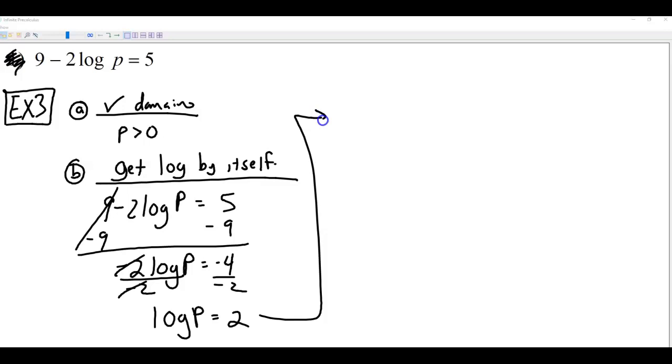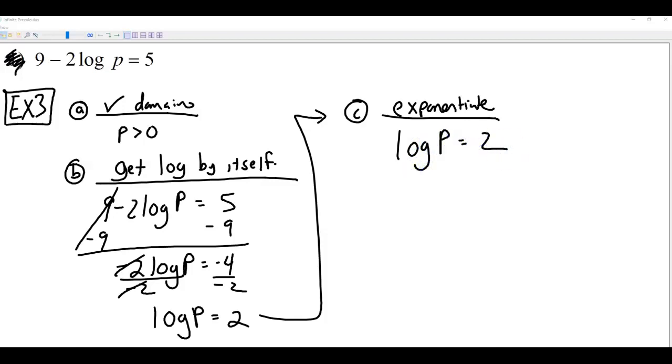After you get the log by itself, then you can do the same thing we did in the last problems, which is to exponentiate both sides. So we have log p equal to 2. What base is that, you guys? What base is log p equal to 2? Well, that's a base of 10 when they don't write the base. So that would be 10 to the power of log p is equal to 10 to the power of 2. And these cancel out. And this equals 100.